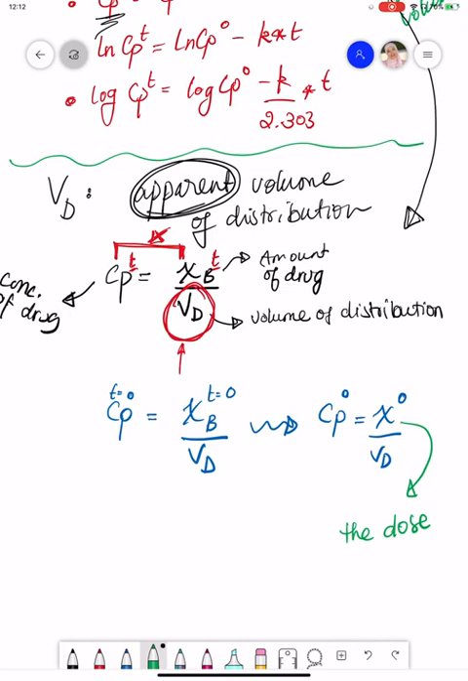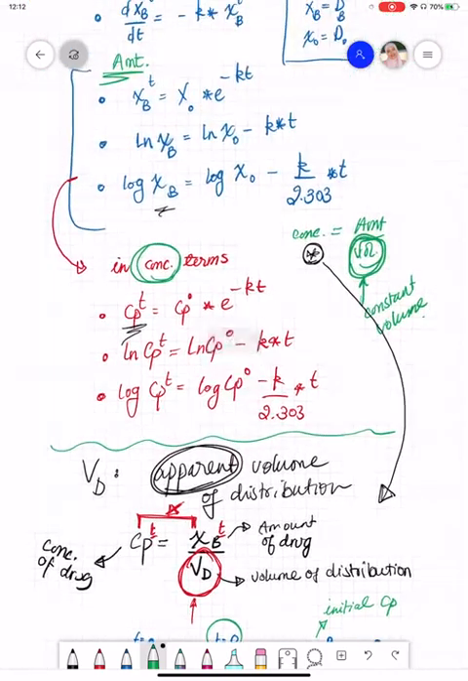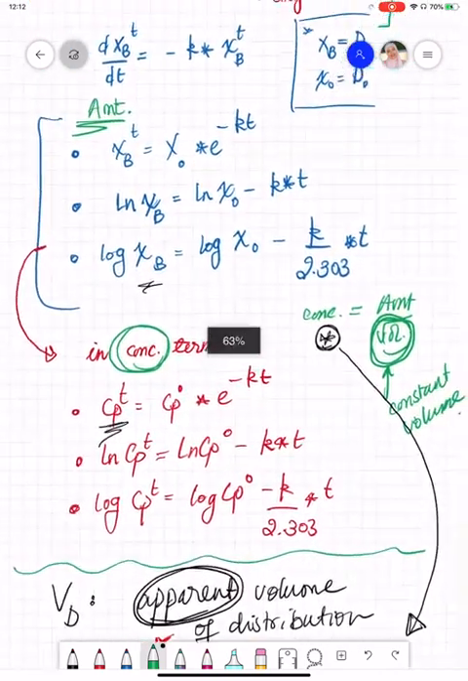Okay, again, this is your initial measured concentration, or what we have at time equals 0. This is the dose, or the initial amount of the drug in the body, and this is the volume of distribution.